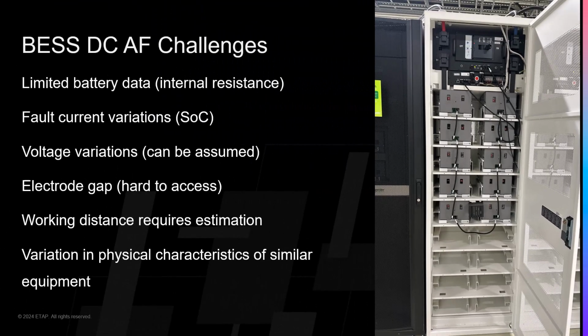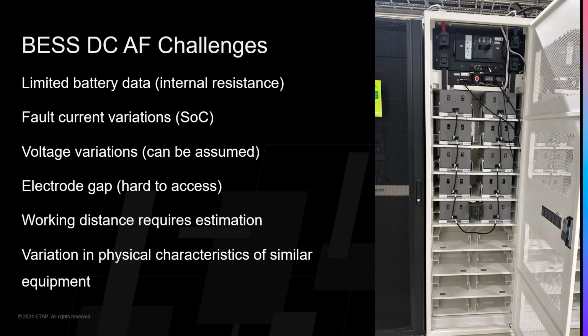Now that we understood the short circuit characteristics of all the sources and the loads, let us jump into the arc flash challenges faced in battery energy storage systems. As Walter mentioned in the original presentation of the DCC areas, the equipment variations are unknown. For example, voltage variations, electrode gap, the electrode conductor orientation, and the limited battery data that is available, which is kind of like a black box where the internal resistance is not known.